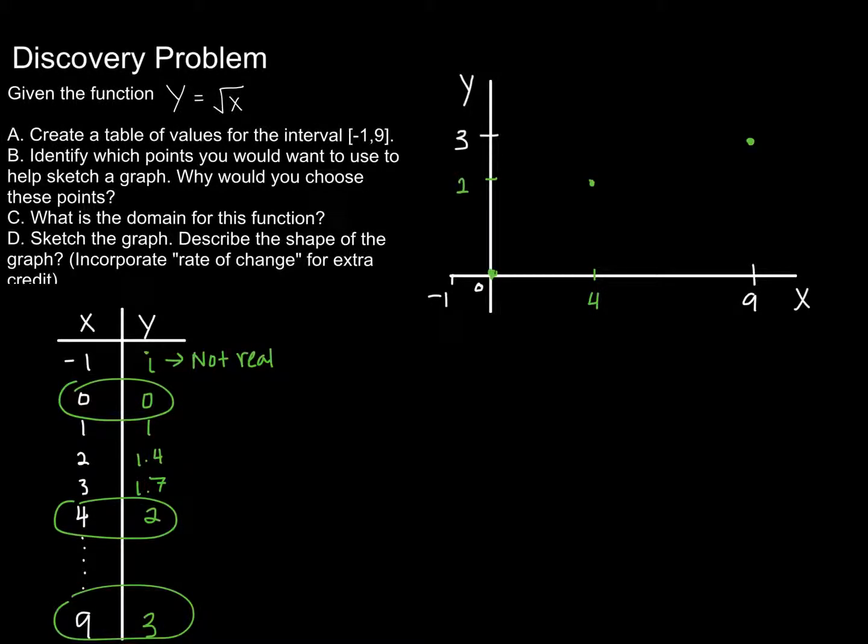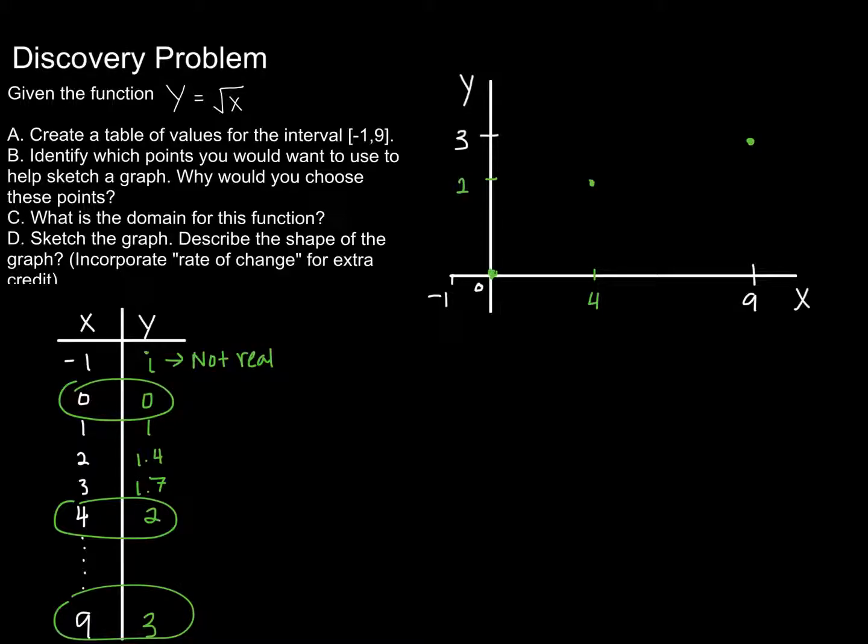Okay, so let's start off with just the table and noting some of the things that we get from the table. The first is, of course, you can't take the square root of a negative number. That's going to be the imaginary number i, which is not real. So that's not going to show up on our graph here. And the points that make the most sense to use are the ones where we actually have a square root that is a whole number, a perfect square. So 0, square root of 0 is 0. 4, square root of 4 is 2. 9, square root of 9 is 3. And if we use those points, it's going to be a lot easier for us to plot those points, obviously.